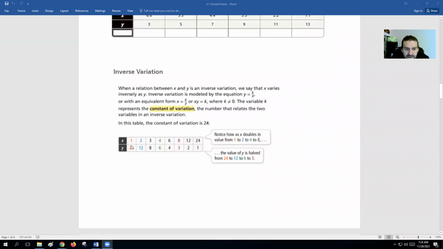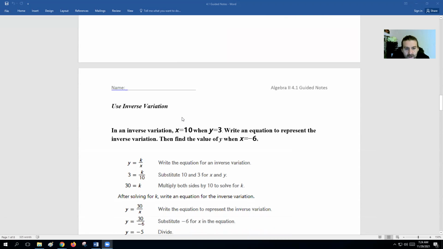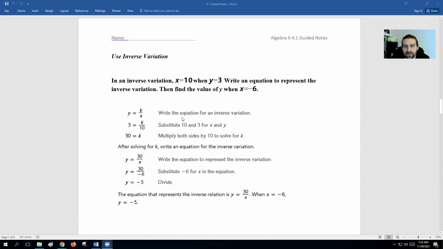So if we look at this one here, 1 times 24 is 24, 2 times 12, 24, 3 times 8 is 24. Every single one of these here is 24. So that's our constant of variation. To solve a problem here, we can use that constant of variation, our k value, to help find information. So if we knew we had inverse variation when x is equal to 10, then y equals 3.